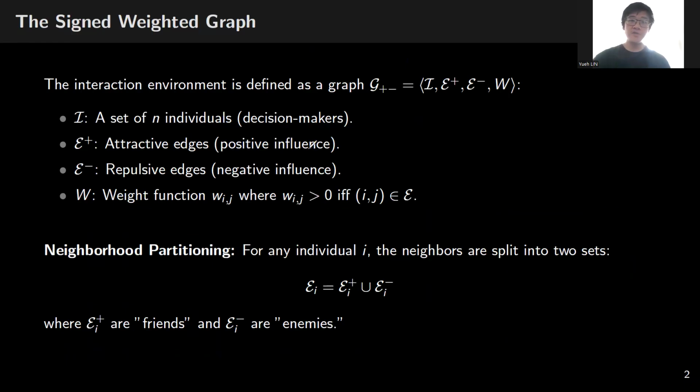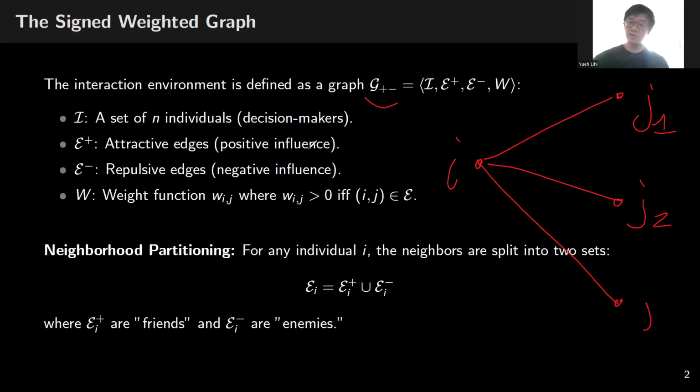For the network, we introduce a graph. But differently from the traditional setting of the graph, here we distinguish two different kinds of edges. Let's say individual I is related to the individuals J1, J2, and J3. We can have attractive edges, which I mark with a plus sign, and repulsive edges, which I mark with a minus sign, for example.